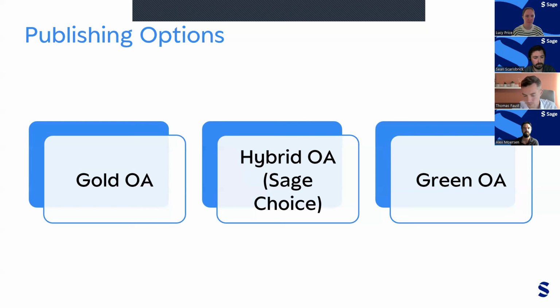In terms of publishing options, there are 3 different publishing routes that exist for Sage authors. There's Gold OA, which means that the author's paper is included within one of Sage's pure Gold OA titles. Hybrid OA, or the Sage Choice option, allows authors to publish an OA article in any of our hybrid journals, which include OA articles within subscription journals. And finally, the Green OA option enables you to share or deposit the original submission or accepted manuscript at any time after your article is accepted for publication at Sage.